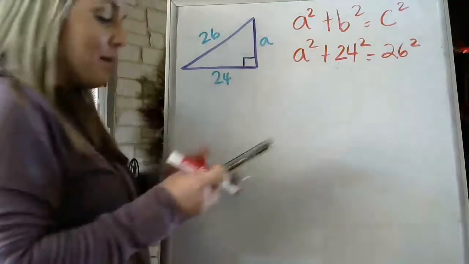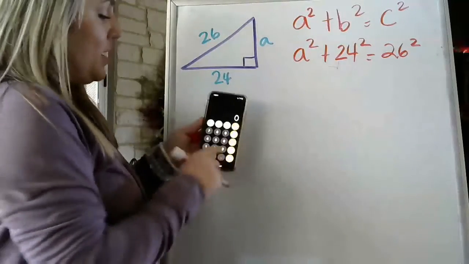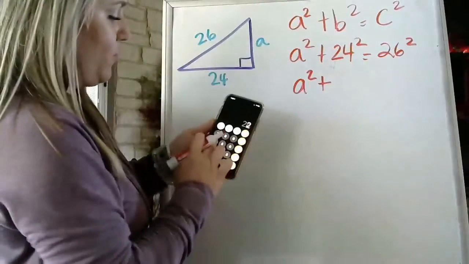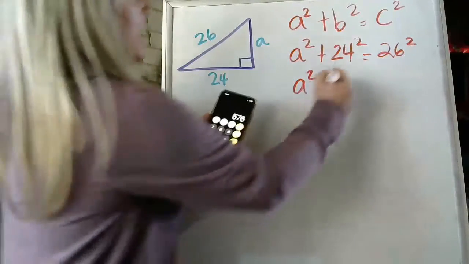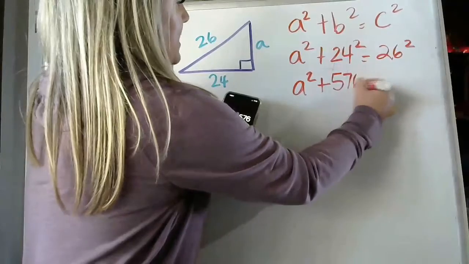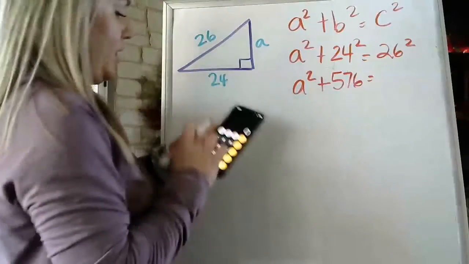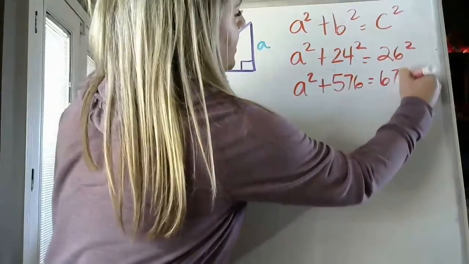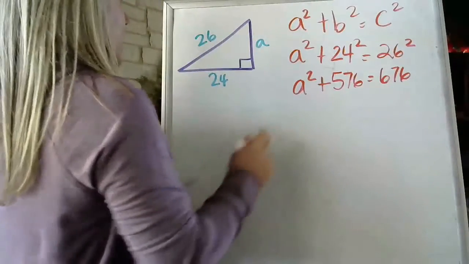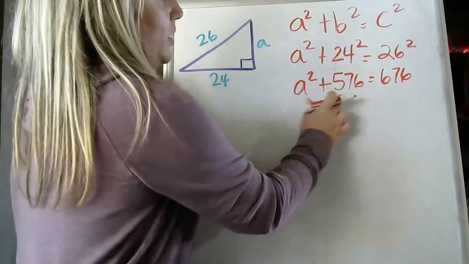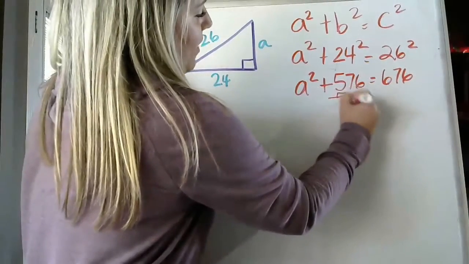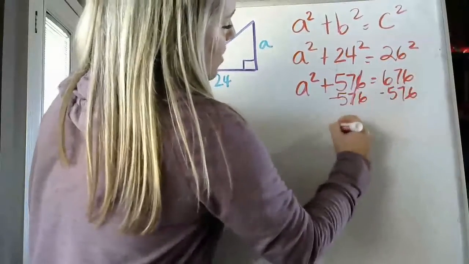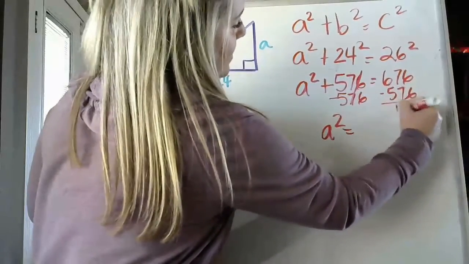Okay, so I'm using my calculator. I have a squared plus, I'm going to do 24 times 24, and I get 576. And then 26 times 26 is 676. I have to get rid of this, so I'm going to subtract 576 here and 576 here. This cancels out. So we have a squared, and this is just 100.